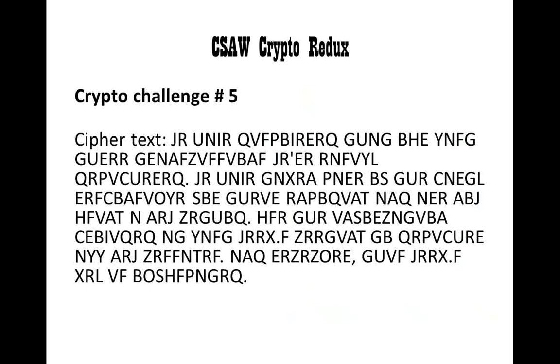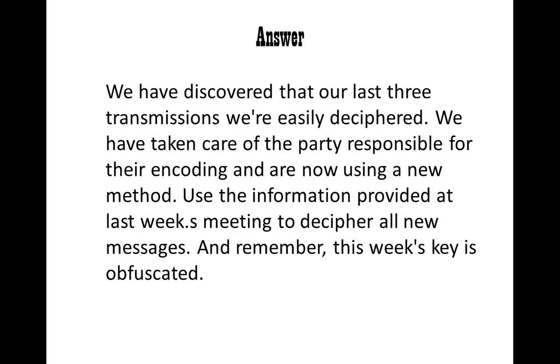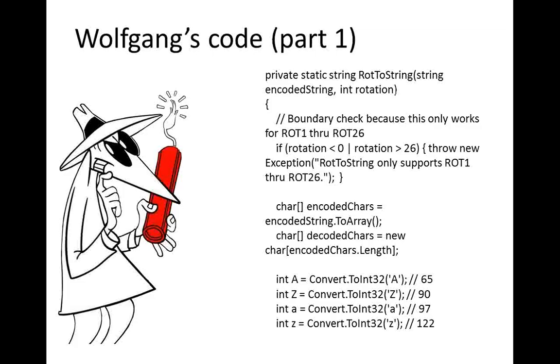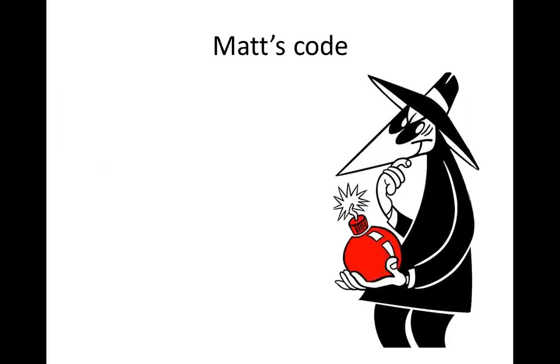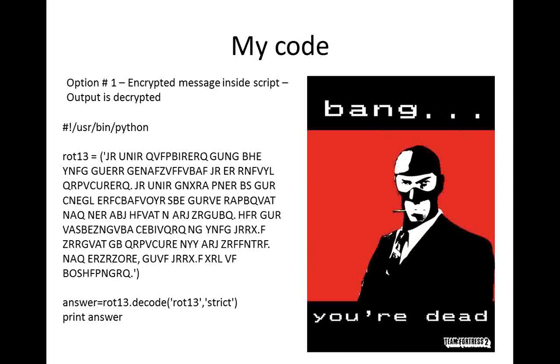This was the ROT 13. So there's the ciphertext. There's the answer. Wolfgang's code. His was a little bit long. His had a lot more functionality to it. It looked like it would go through all 26. So there's part 2 and part 3. Wolfgang took a real long way to do this. Yours was more efficient. Better documented. I don't think Matt did that one, so he had no code. There's my code. Three lines. Because ROT 13 was already a built-in function.